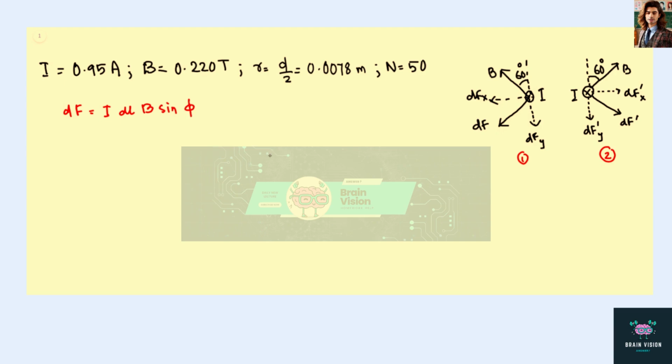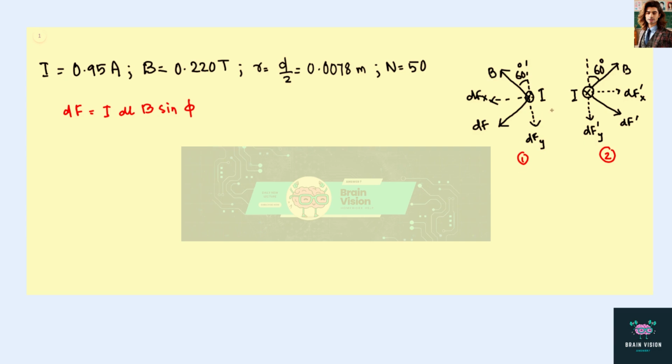So we are going to use dF = I dL B sin φ to calculate the force on a short segment of the coil, and then we are going to integrate over the entire coil to find the total force. Now let's take a look at these two figures. These are basically sketches that mark the direction of current, magnetic field, and the force for two short segments on opposite sides of the coil.